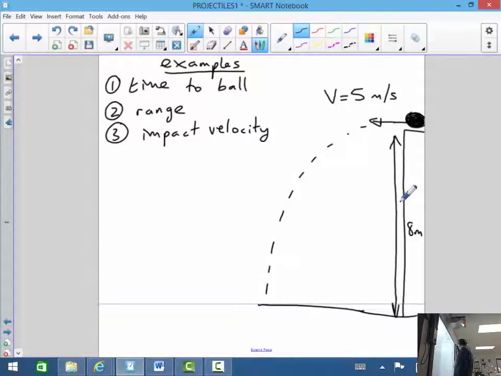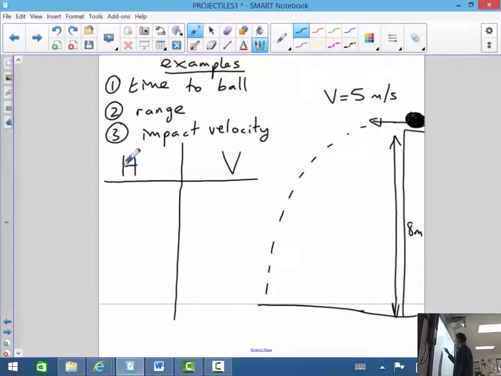So I like to do this in separate columns, so that you keep the horizontal and vertical motion independent of each other, and you don't use the wrong quantities in the wrong direction. So it's always going to have an acceleration in the horizontal direction, sideways, of 0 metres per second squared, because it keeps the same horizontal velocity. Vertically though, it's going to accelerate downwards at minus 9.8 all the time.